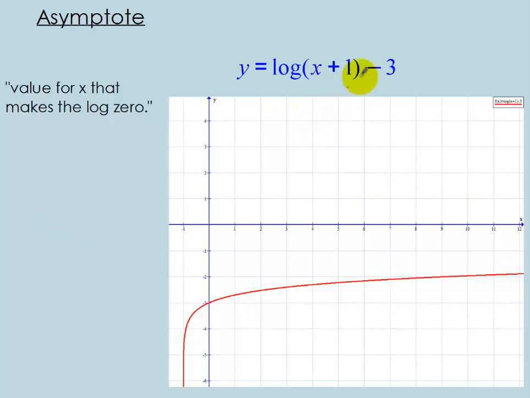Now, if we're looking at a different function for this one, what value would make inside that log 0? Well, it'd be x plus 1 equals 0, because we have x plus 1 inside. So it's going to happen where x equals -1. So my asymptote is going to happen right here, where x equals -1. And you can kind of see that from the shape. It's just going down forever, but never actually touching.